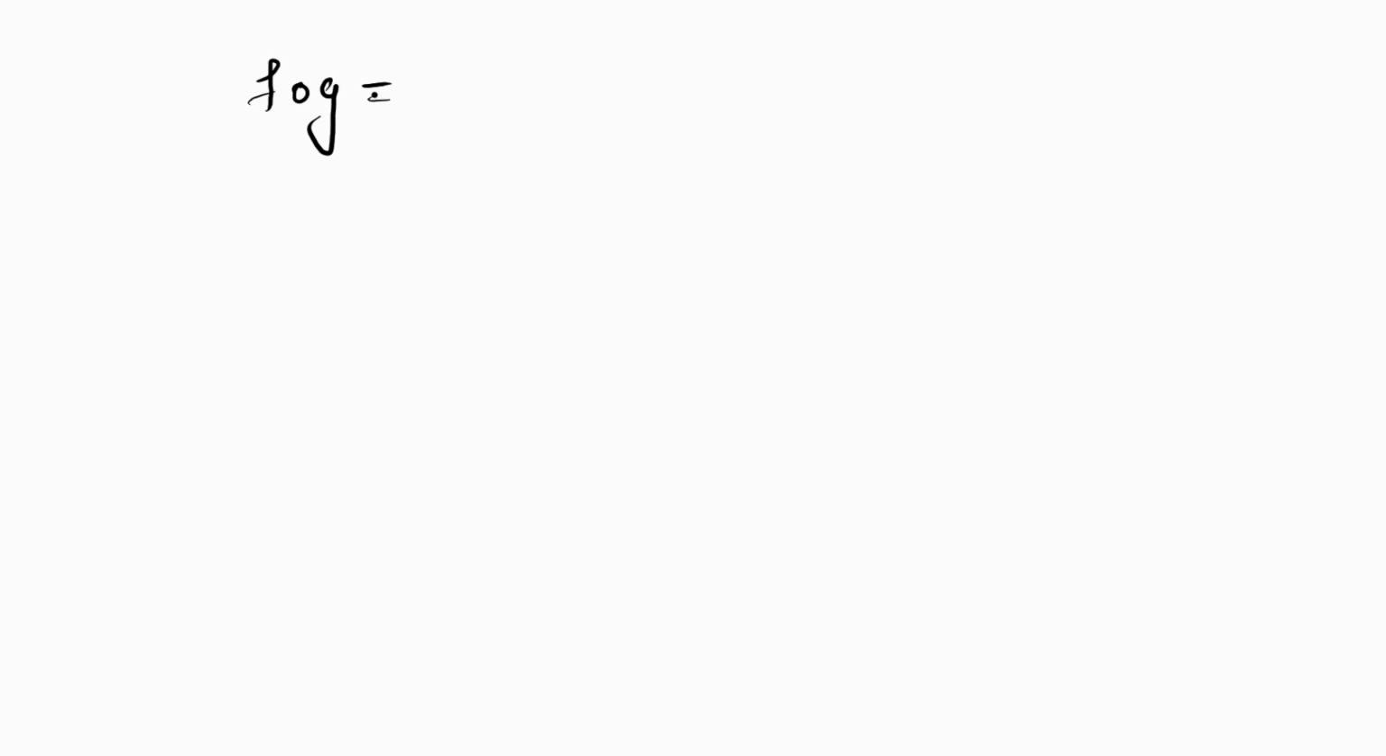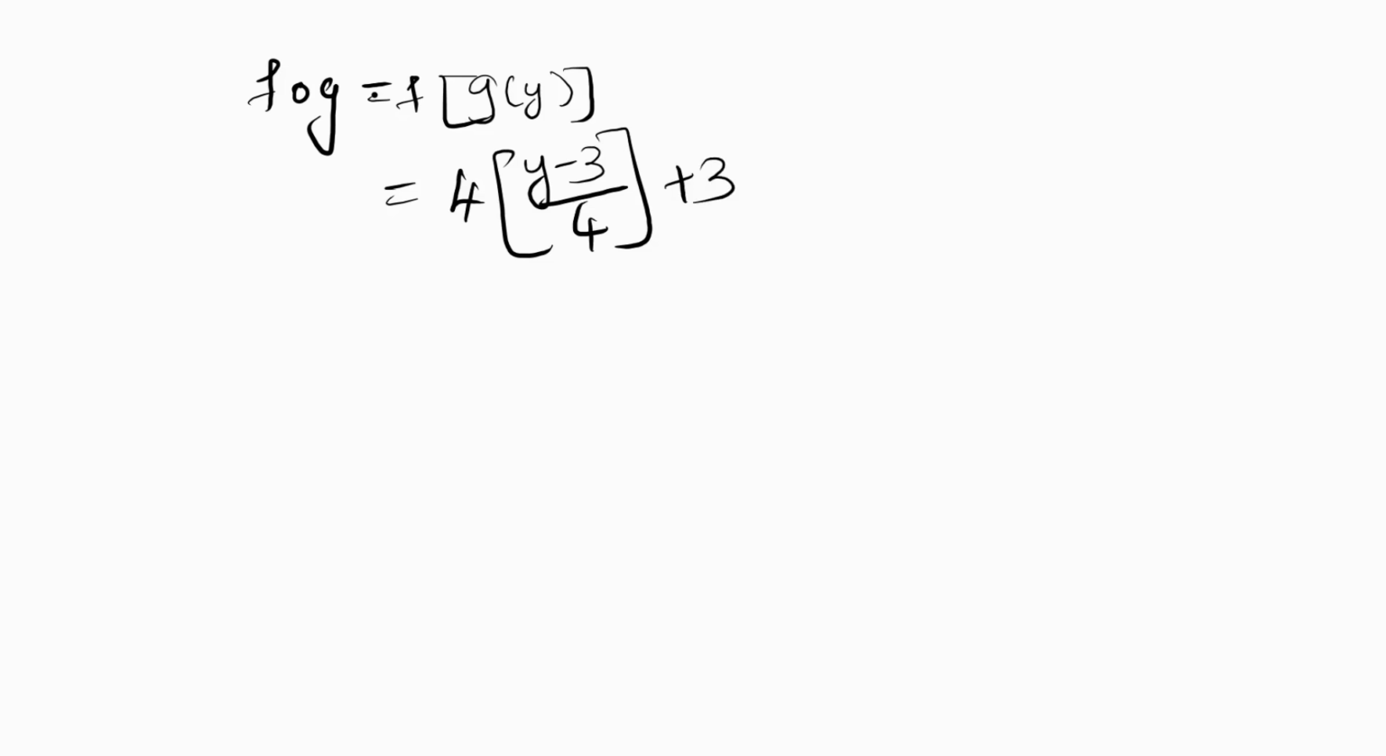Similarly, f∘g can be given by f(g(y)). So g(y) is (y − 3)/4. Substitute this in 4x + 3. So I got y after simplification.